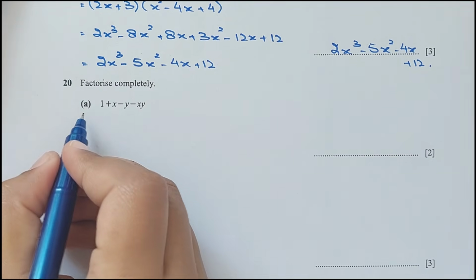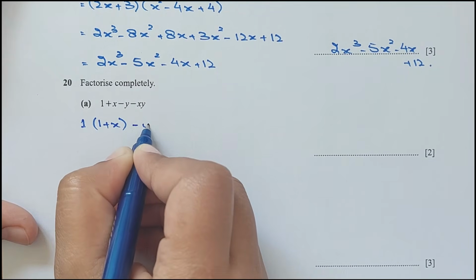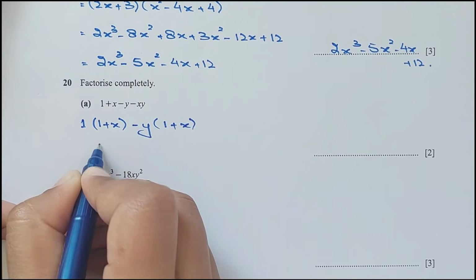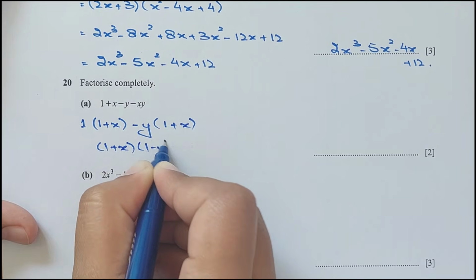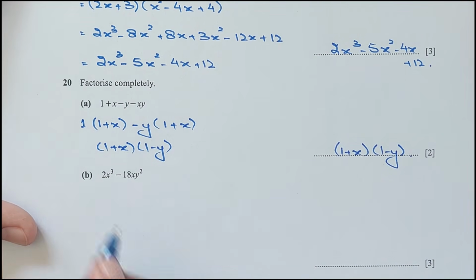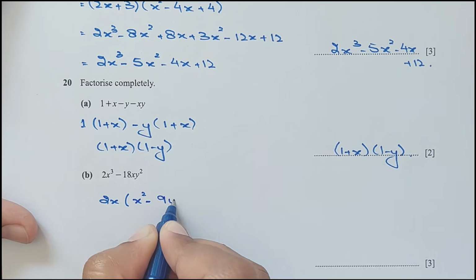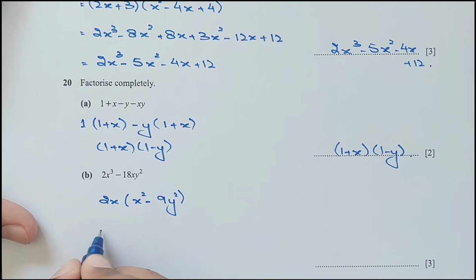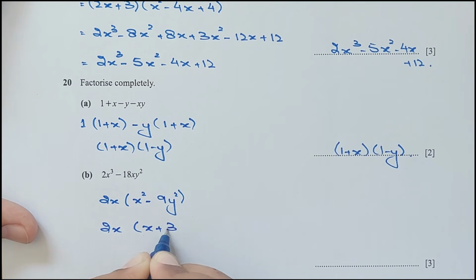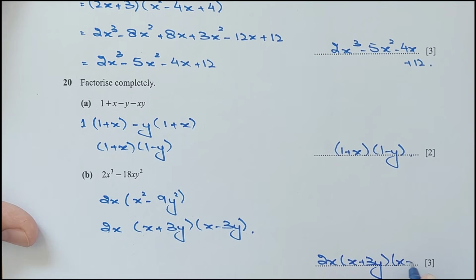Question number 20, factorize completely. Part E: 1 plus x, if we take 1 common, taking minus y common, we are left with 1 plus x. So the factors are 1 plus x and 1 minus y. Now for part B, you can take 2 common and x common, right? So we are left with x squared and minus 2 times 9 is 18, y squared. A squared minus b squared, difference of squares, so 2x into x plus 3y and x minus 3y. This is the factorized form.